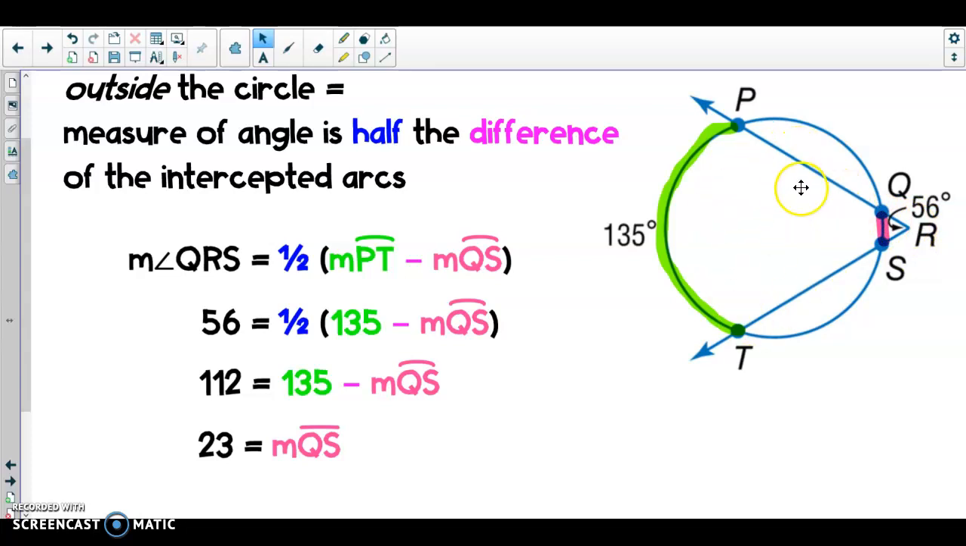So inside the circle is a plus, right? So you're looking at half of a sum. On the circle, the vertex on the circle is exactly 1/2, like the inscribed angles we learned about earlier. And if it's outside the circle, then that angle is half of the difference of the two arcs. And that's it. Those are our theorems for today.